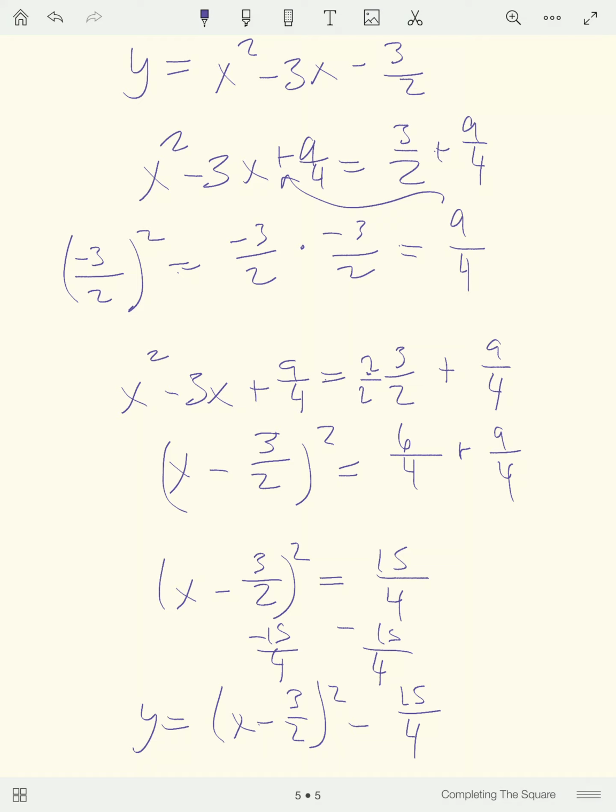So that was level 2. Let's kick it up one more notch and introduce another complicating factor, but don't be nervous. We're going to go through it together. So for the next problem, we have a little bit of a different case. Our problem here is y equals negative 3x squared plus 6x minus 1.